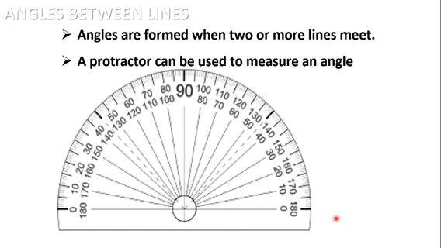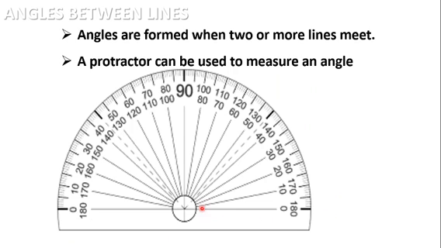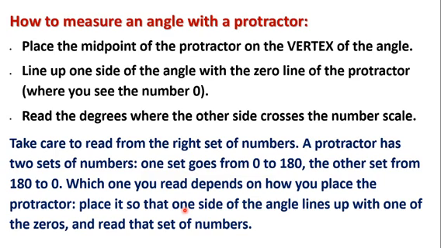All right, now if you want to measure an angle using a protractor, what you need to do is to place the middle point of your protractor on the vertex of the angle. The middle point, you already know that's the point in the middle right there. Okay, and the vertex is the point where those two or more lines meet. So when you put the midpoint at the vertex, then the next thing you do is to line up one side of the angle with the 0 line of the protractor.